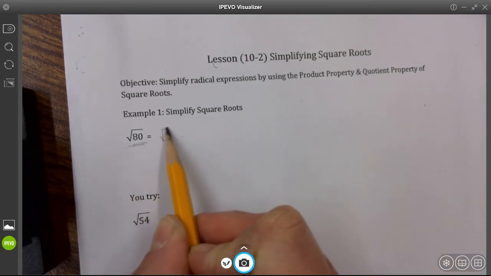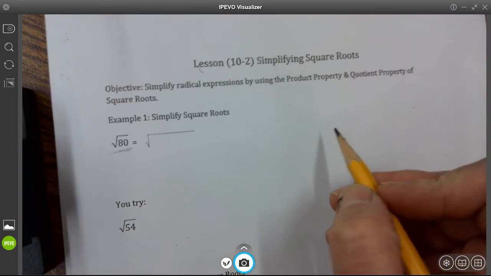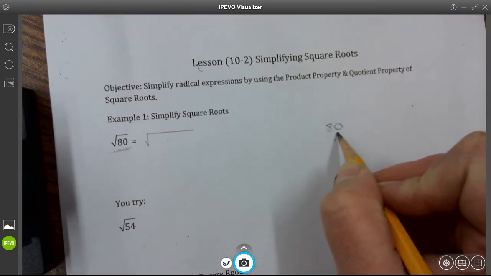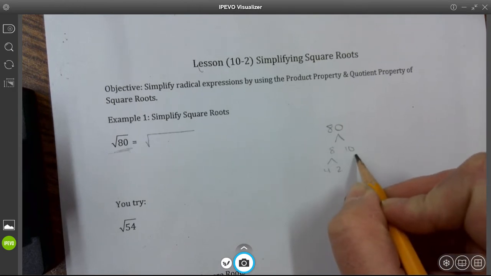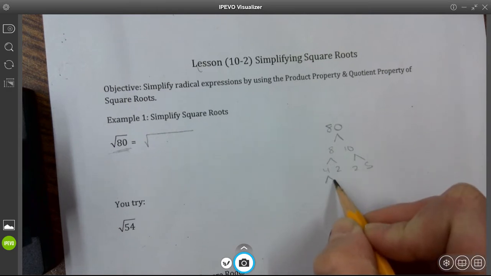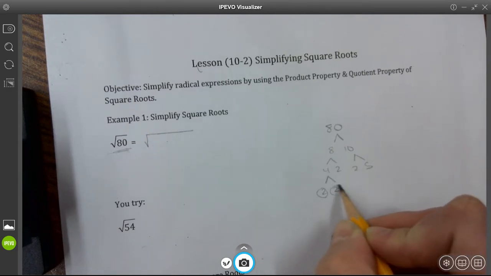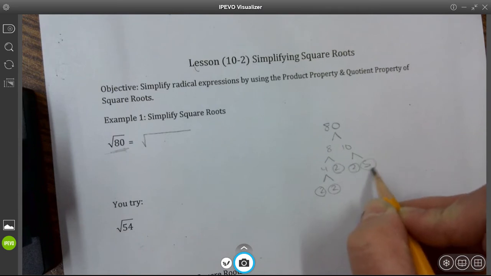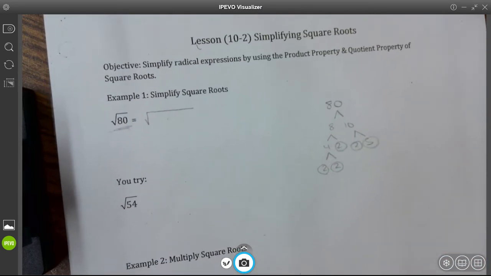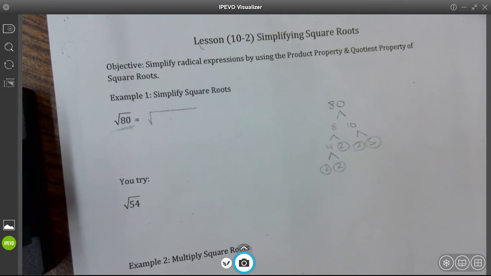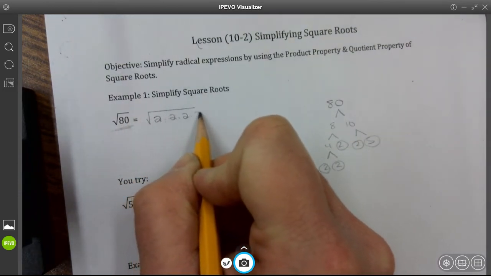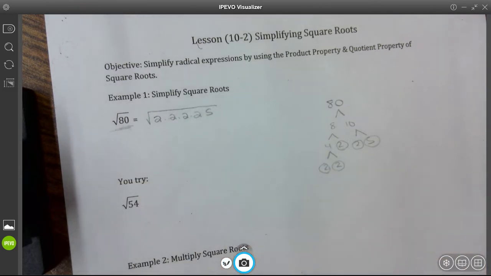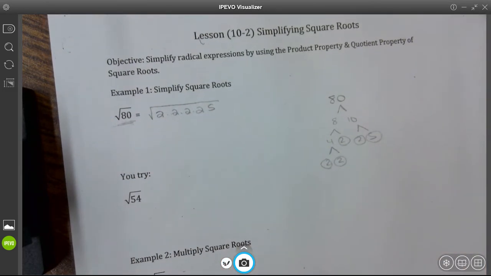So 80, you might have done this in middle school. We have a factor tree. We know 80 is 8 and 10. We know 8 is 4 and 2. We know 10 is 2 and 5. We know 4 is 2 and 2. I'm making a prime factorization. So these are prime numbers. Prime numbers only contain factors 1 and itself. So we're going to put this into prime factorization to begin with. And we see that the square root of 80 is the same thing as the square root of 2 times 2 times 2 times 2 times 5.